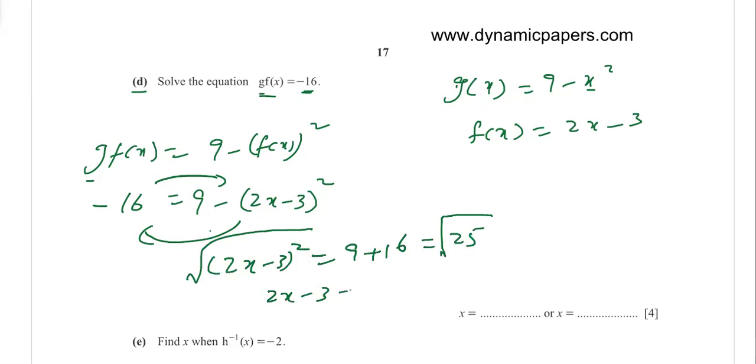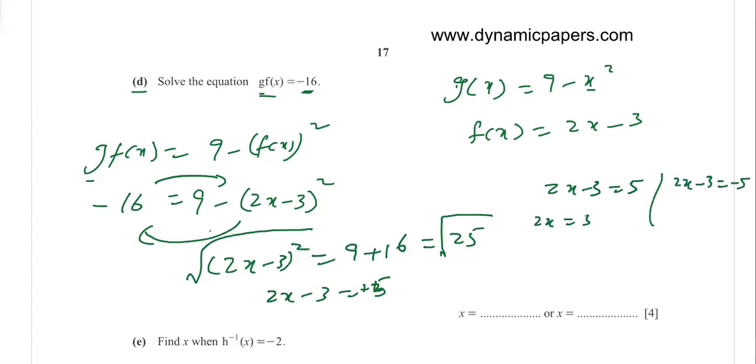2x minus 3 will be plus minus 5. I can say plus minus 5 if I take the square root. So there are two possibilities. Possibility number 1 is 2x minus 3 equal to 5, and possibility number 2 is 2x minus 3 equal to minus 5. So I can get the two values of x from here.